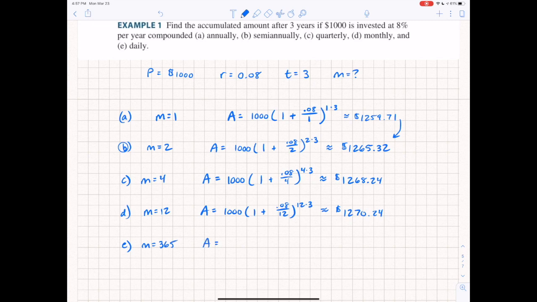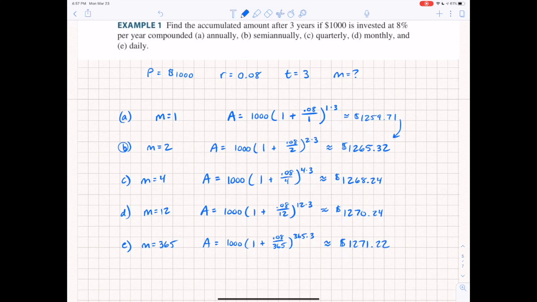And then for E, if I was to do this daily, we're going to use 365. So this would be A is equal to 1,000 times 1 plus 0.08 divided by 365, and then this would be to the power of 365 times 3. And this comes out to be roughly $1,271.22. And so here's our example for compound interest.